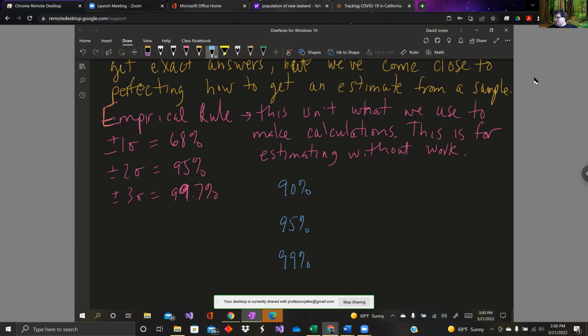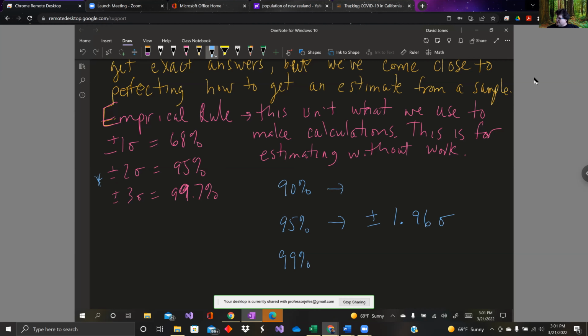95%, our estimate of plus or minus 2 sigma is wrong. It's actually plus or minus 1.96 sigma, which is why we use 2. 2 is easier to remember. But when you're actually calculating stuff to find a confidence interval and do these hypothesis tests that we're going to start doing, that's the value we use.